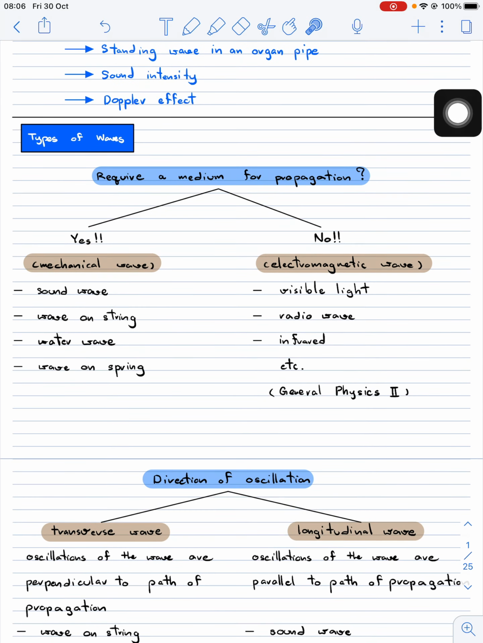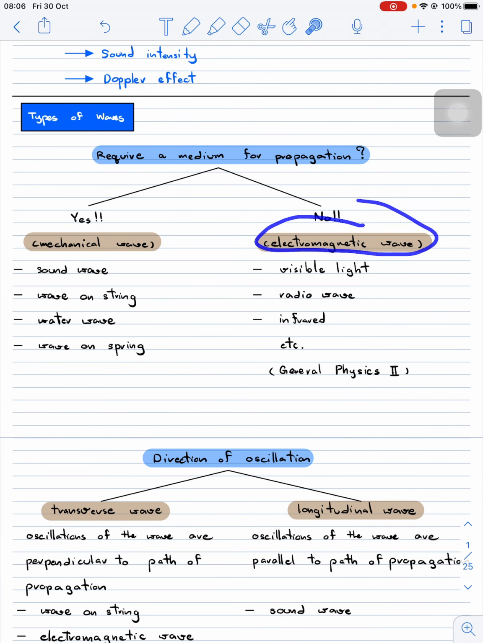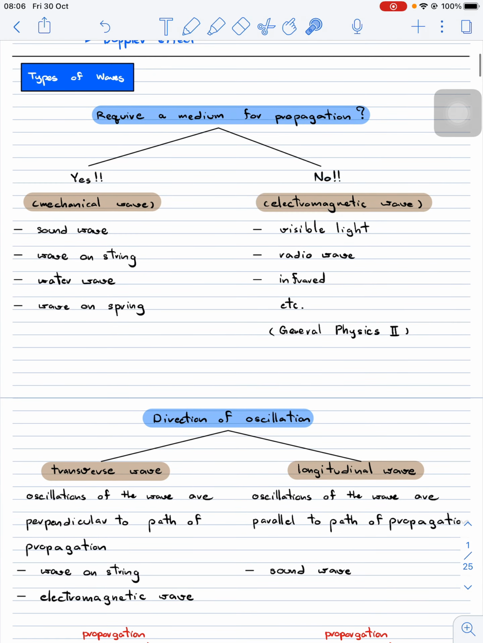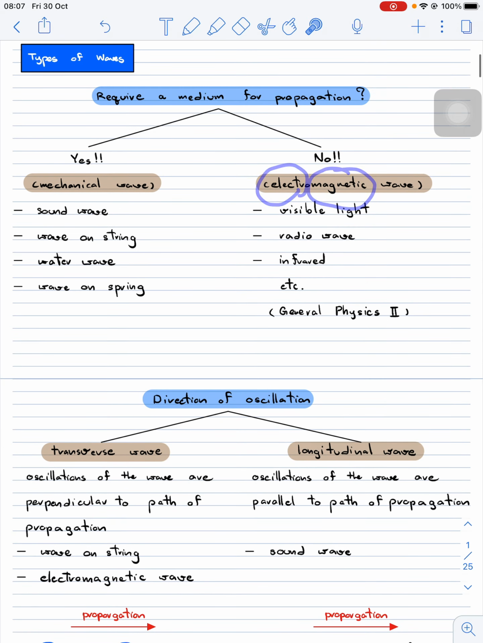And then we have another type of the wave. It's called the electromagnetic wave. As you can see from the name, it comes from the electric field and the magnetic field. So we're going to learn about this one in General Physics 2. For the electromagnetic wave, for example, we have the visible light, the radio wave, the infrared, etc. These types of the wave don't need the medium for the propagation.